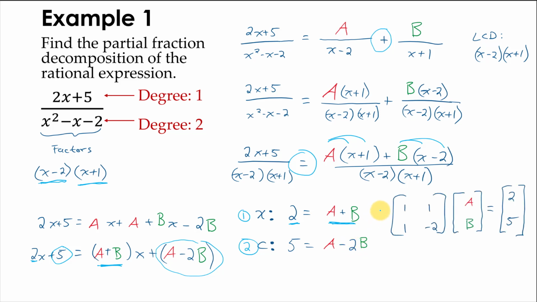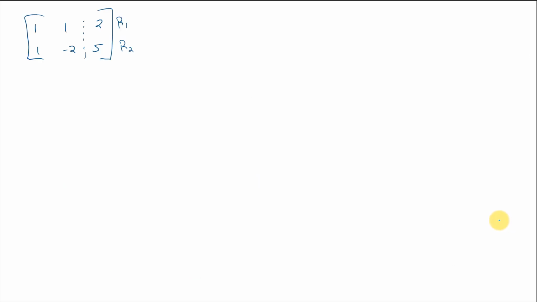So I'll have 1, 1, 1, negative 2, 1, 1, 1, negative 2. And then my variables here at this point are a and b, equal to my constants of 2 and 5, okay? So I can go ahead and create an augmented matrix from this. And I've got row 1 and row 2 of my augmented matrix.